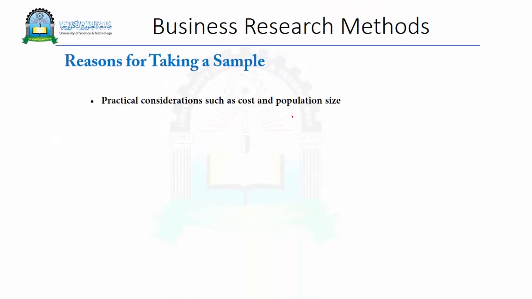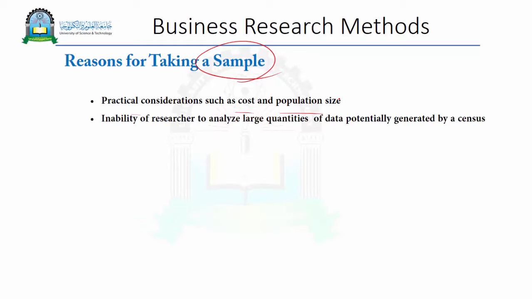So there are some practical considerations, such as cost and population size, for why we take a sample. Some people will say, why don't we go for the census? Why don't we collect data from the whole population? There are a lot of problems that will happen. The first one is the cost and the population size is going to be problematic, it will take time.